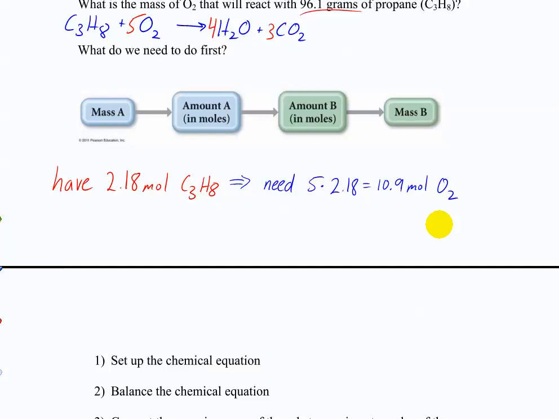Now, if I asked you how much water did it produce, how would you have told me that in moles? How many moles of water did the reaction produce? 4 times 2.18. Okay. Now, once again, the question was, what is the mass of O2 that will react? If we're setting up this reaction, we can't use our lab instruments to measure moles of O2. We measure grams of O2, mass of O2. So we have to do another calculation to get that.